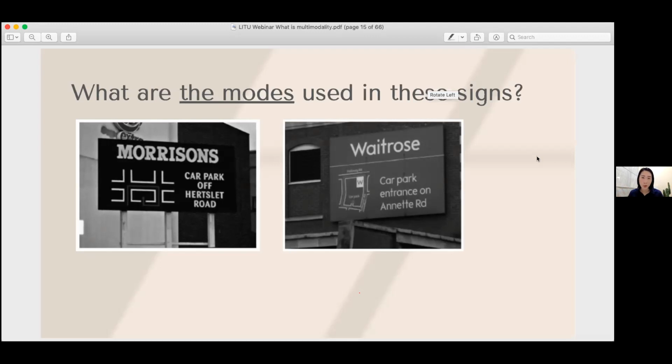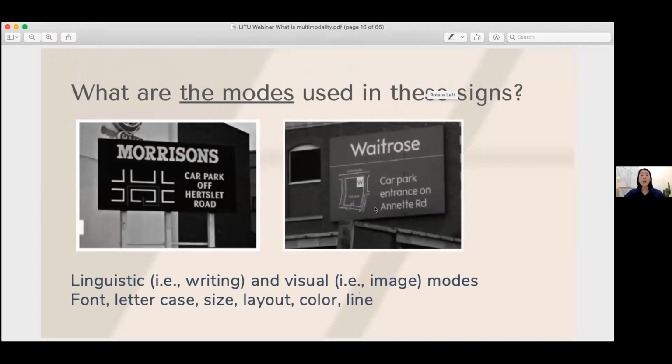There are different modes used in these signs. I'm waiting for some more answers, but I got some already. Thank you. Map, would that be considered a mode? Yes, a map is a visual, an image. Thank you for all the responses: text, map, visual, space, color, words, images. Awesome. Broadly, we can say there are linguistic and visual modes. But within each of these big modes, there are a lot of tiny things you can look at.